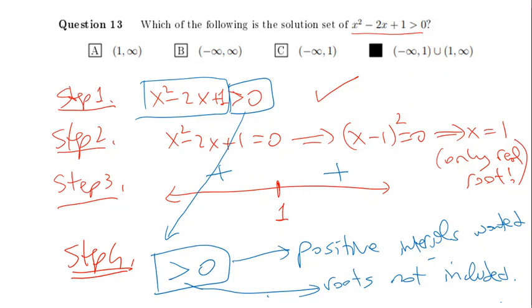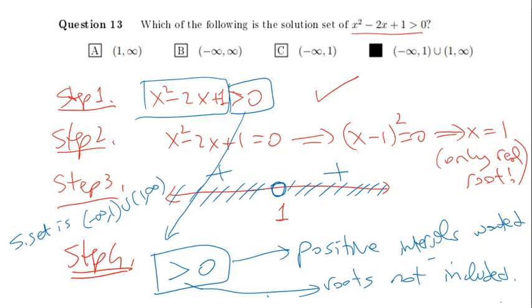So then the solution set is everything here with all positive values, except 1. We don't want 1 here. So it has to be from minus infinity to 1 union 1 to infinity. So it will be D.